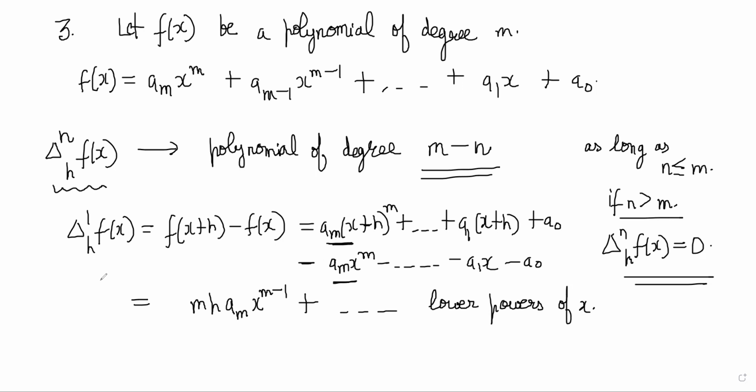So you can see that the first order difference is becoming a polynomial of degree m minus 1, right? Similarly, the nth order difference will be a polynomial of degree m minus n. And we can say that the (m minus 1)th order difference of this function is a linear polynomial.